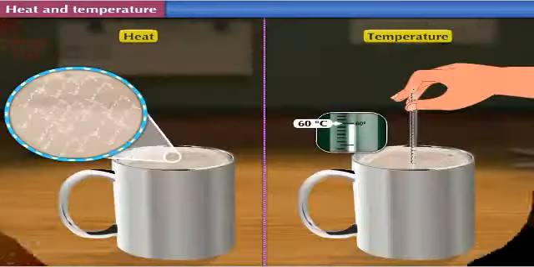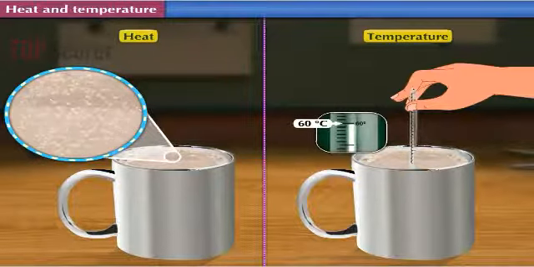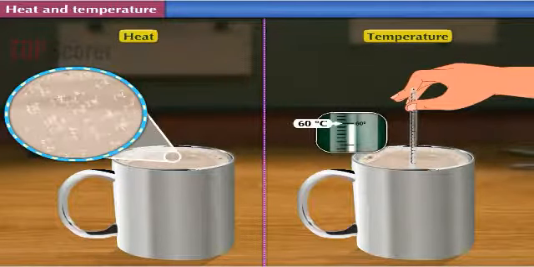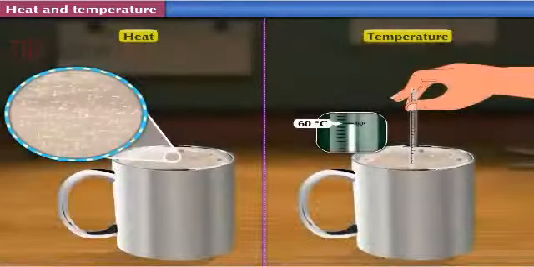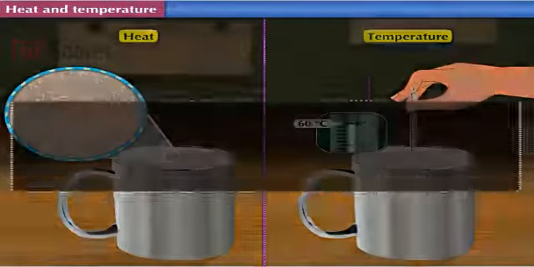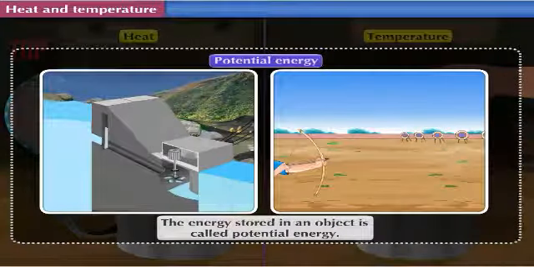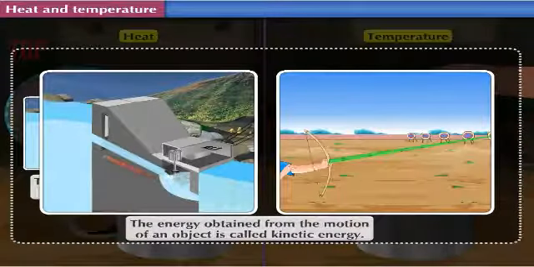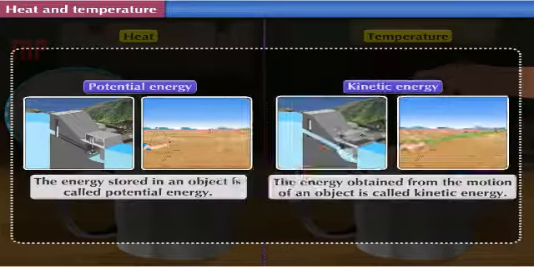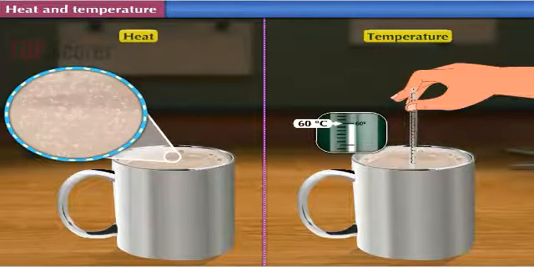Heat and temperature. Before discussing about these terms, it is important to know what are potential and kinetic energies. Can you recall? Correct. The energy stored in an object is called potential energy, and the energy obtained from the motion of an object is called kinetic energy. Come, let us now know the difference between heat and temperature.